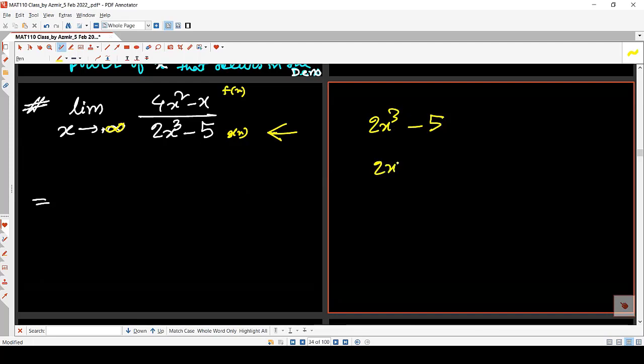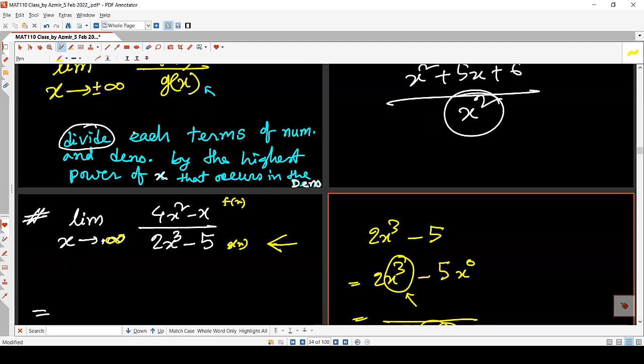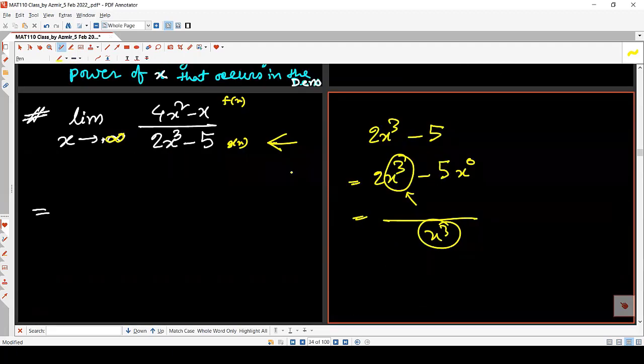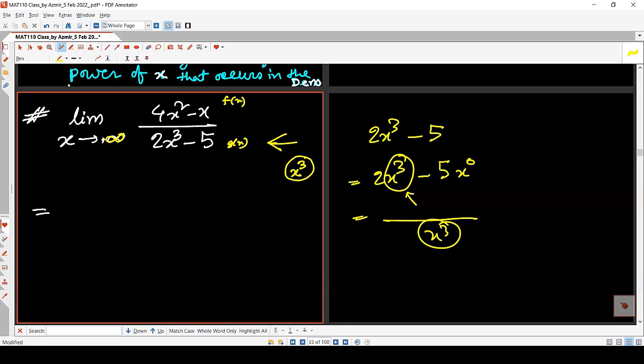If we think about this way, 2x cubed minus 5, x power 0. X power 0 is 1. So this one and this one are the same. So the highest power is obviously here. That means we have to divide by x cubed, both in numerator and in denominator. We have figured out that x cubed is the highest power of x in the denominator.